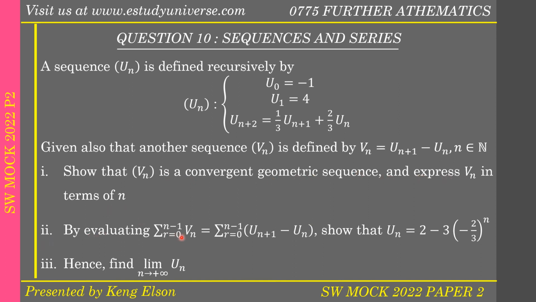Part 2: by evaluating the sum from r = 0 to n - 1 of vr, equal to the sum from r = 0 to n - 1 of (u(r+1) - ur), show that un is equal to 2 - 3 times (-2/3) raised to the power n. Hence, find the limit as n tends to plus infinity of un. Pay keen attention to the analysis of this question.